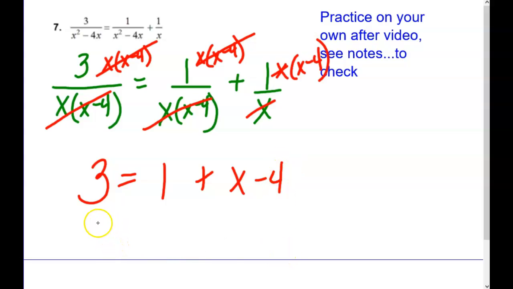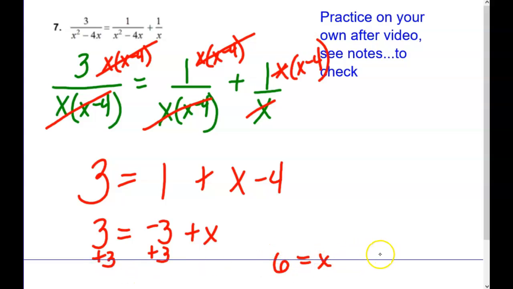Okay. So I have 3 equals, be careful, 1 minus 4 is negative 3. So if I add 3, I got 6. Did anybody else get 6? I like that question. Keep that one, okay? That's a good one.